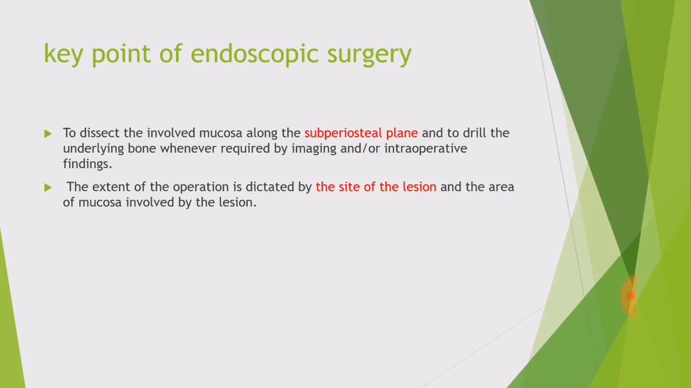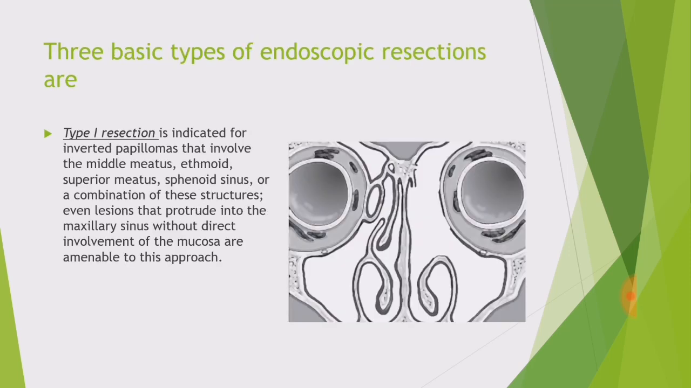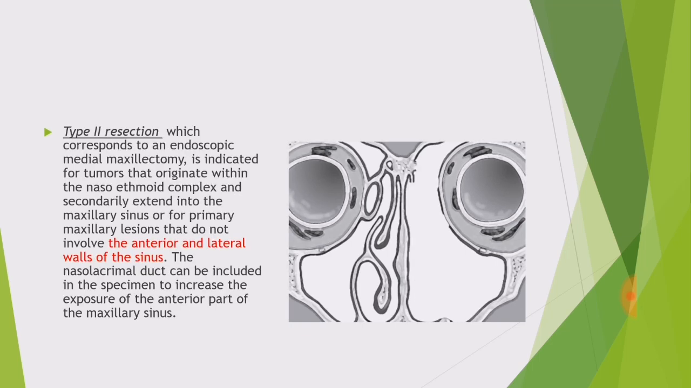And what will be our aim? Our aim will be to dissect the involved mucosa along with the subperiosteal plane and to drill the underlying bone whenever required, by seeing the intraoperative findings. So the extent of the operation will be according to the site of the lesion and the area of mucosa involved by the lesion. There are basically three types of endoscopic resection, less important for you all, so I'll discuss this at the end.